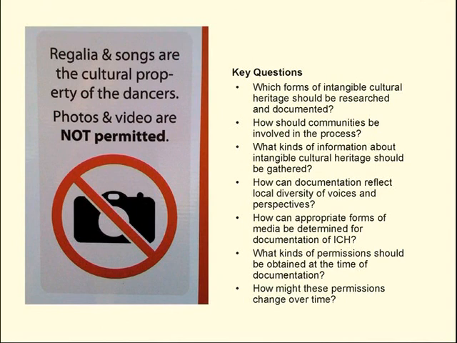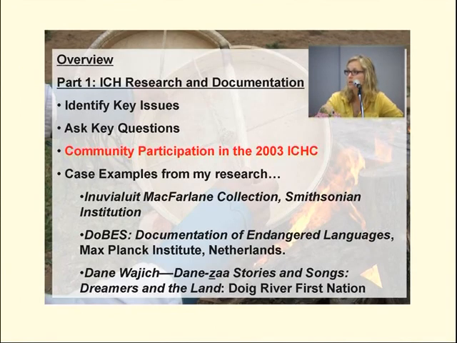To go back to the idea of consent, what kinds of permission should be obtained at the time of documentation, and then to think about how those permissions might change over time. There's one reading that I connected to this lecture by Barry Toelken. It's called The Yellow Man Tapes. If you get a chance to read it, it's very interesting because it's about how after years of documenting one man, a Native American man, after the man died, his family asked for the tapes to be returned so that they could destroy them because they didn't believe that those tapes should exist anymore. So that's an example of how permissions change over time.